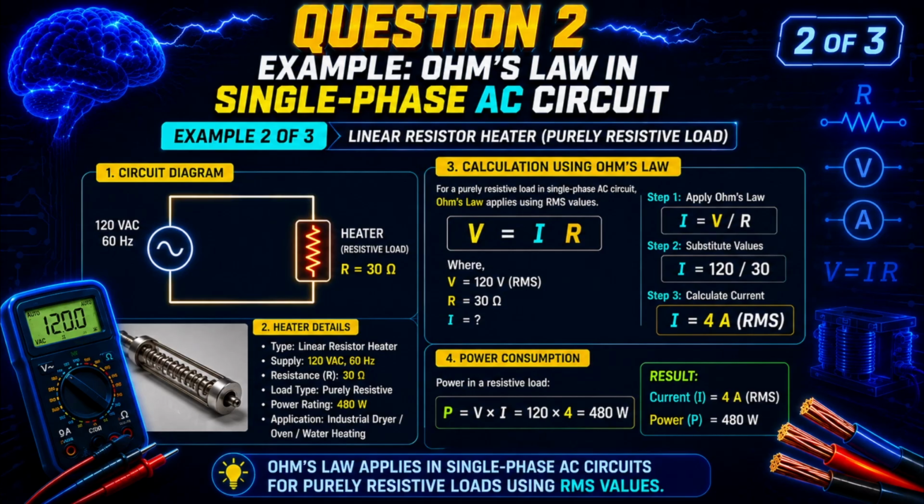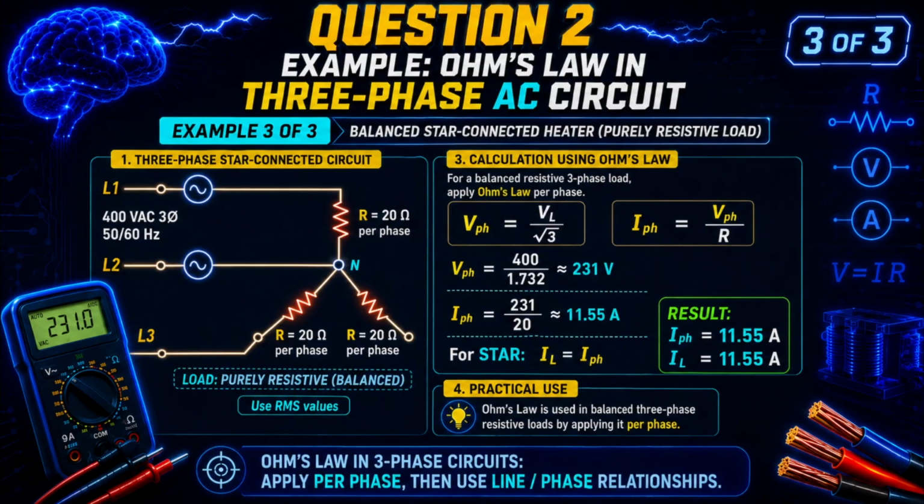Now let's move to a three-phase example. Here we have a balanced three-phase star-connected resistive heater. The line voltage is 400 volts, so first we find the phase voltage. 400 divided by square root of 3 gives approximately 231 volts. Each phase has a resistance of 20 ohms, so 231 divided by 20 gives about 11.55 amperes per phase. In a star connection, line current equals phase current, so the line current is also about 11.55 amperes.